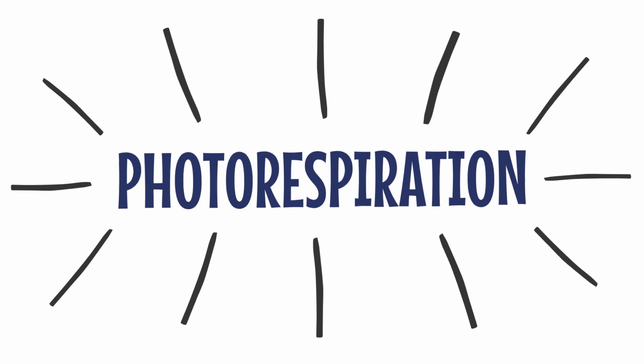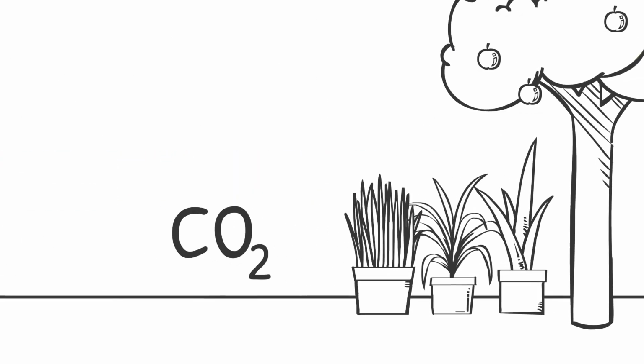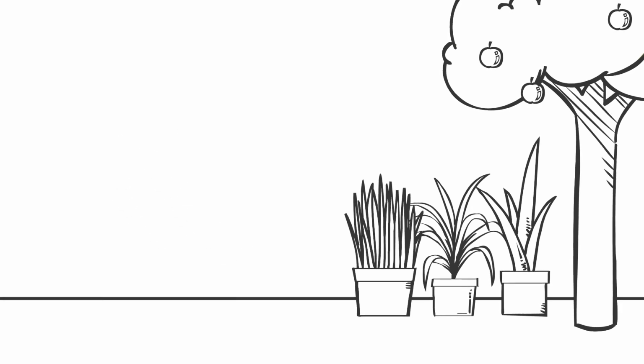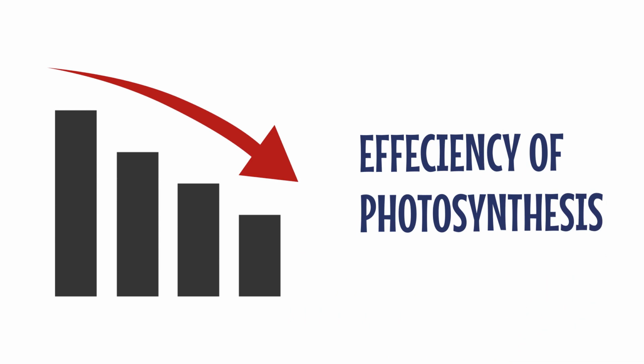Alright, let's move on to photorespiration. When it gets too hot, the plant starts losing valuable carbon dioxide instead of gaining it. This process can decrease the efficiency of photosynthesis.